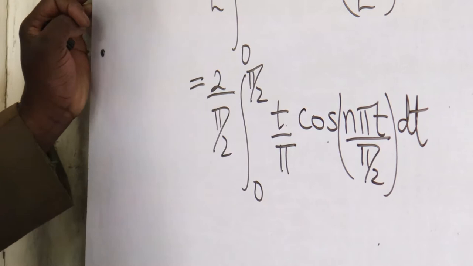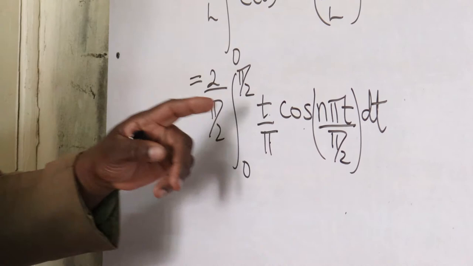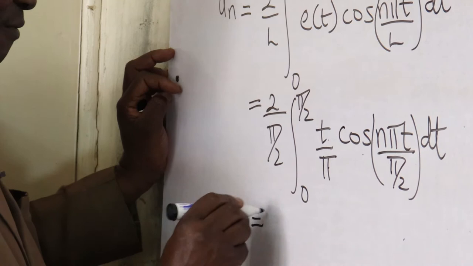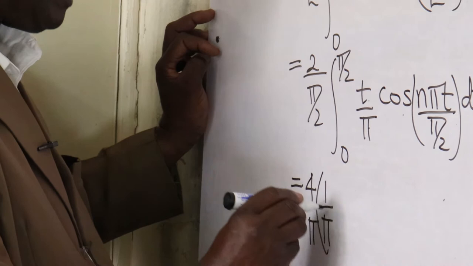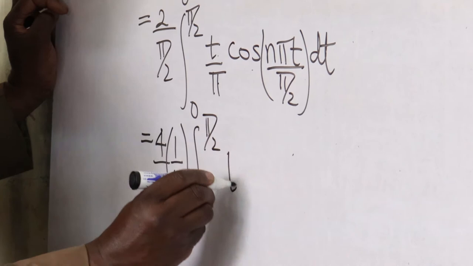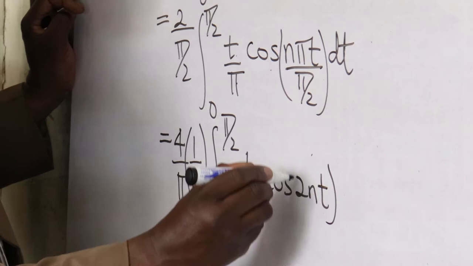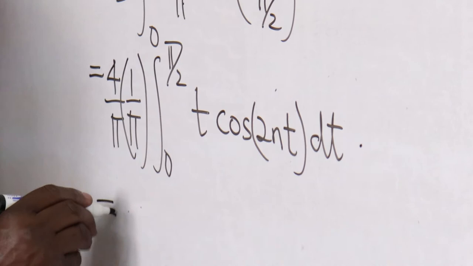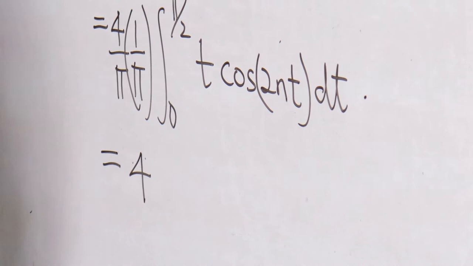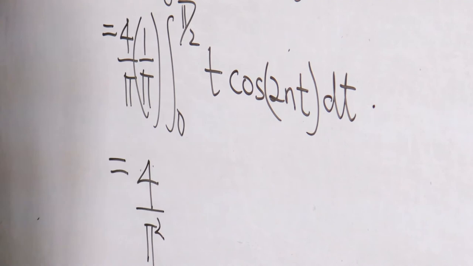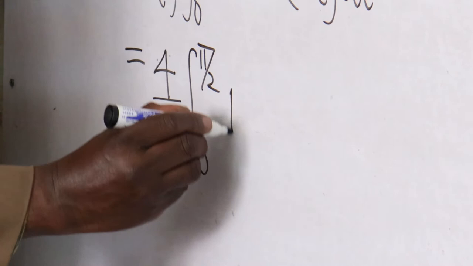Now this 1 over pi, I can take it out. Yeah, 1 over pi is just a constant. Here we are going to have 4 all over pi. I bring 1 over pi out. Then I have the integral from 0 to pi all over 2 of t cos 2nt dt. This one will just give me 4 all over pi squared, the integral from 0 to pi all over 2 of t cos 2nt dt.